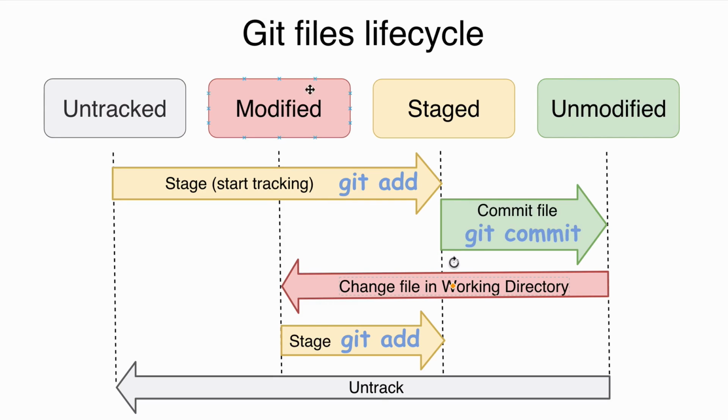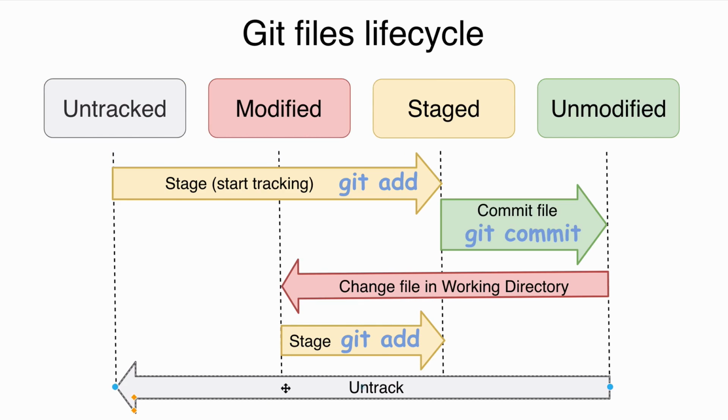And when a file is modified, you can again use the git add command and move this file into the staging area, stage it. When you stage it, its status will transition from modified to staged. It means that with the help of the git add command, you can stage either untracked files or modified files.